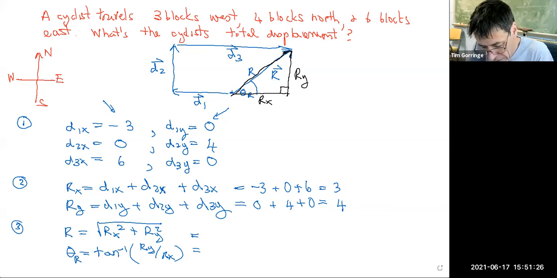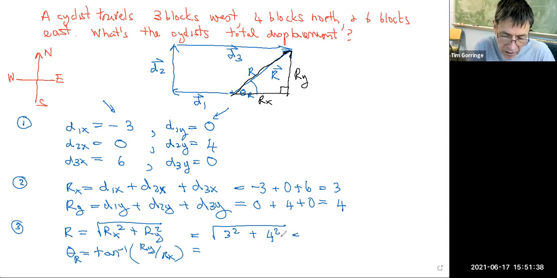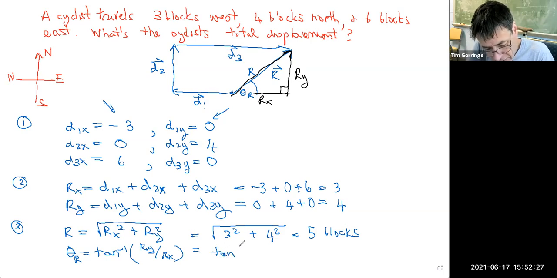Well, now all I have to do is to feed in the x and y components that we already know. So we've got 3 squared plus 4 squared. So that's actually 9 plus 16, which is 25, and the square root of 25 is actually just 5. So the length of the resulting vector is 5 blocks. And then for the calculation of the angle, it's the inverse tangent of Ry, that's 4, over Rx, that's 3. So inverse tangent of 4/3, 1.33, and that comes out to be about 53 degrees. And that 53 degrees means it's 53 degrees towards the north, measuring away from the east. So this angle in this corner is 53 degrees.